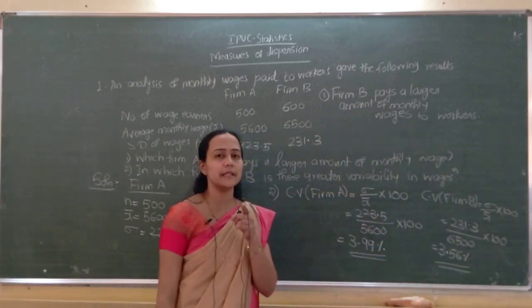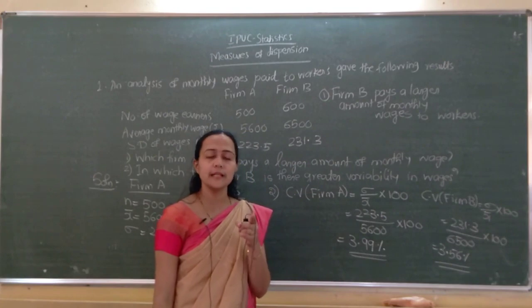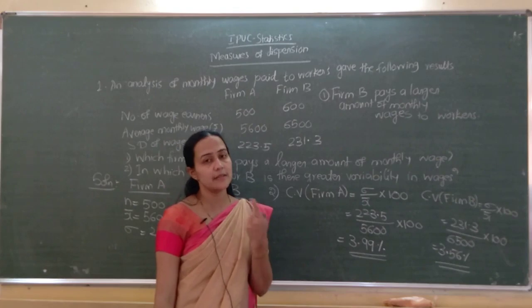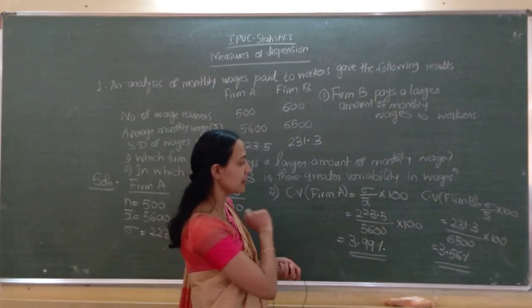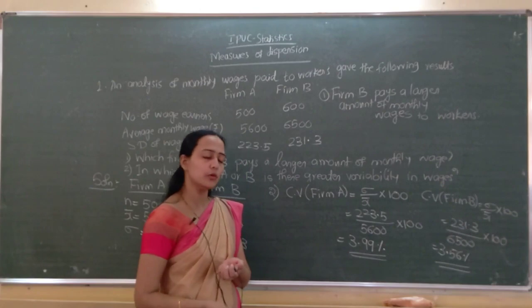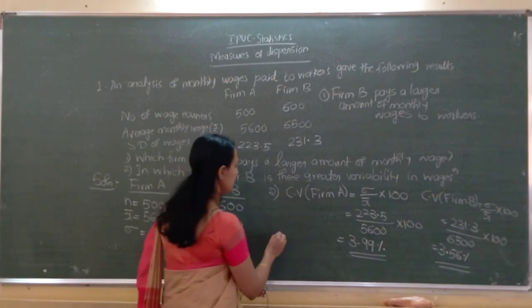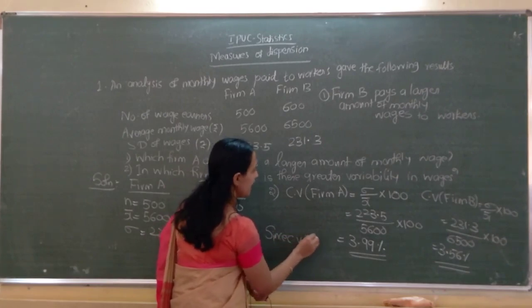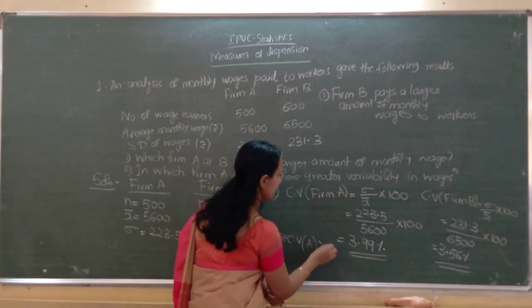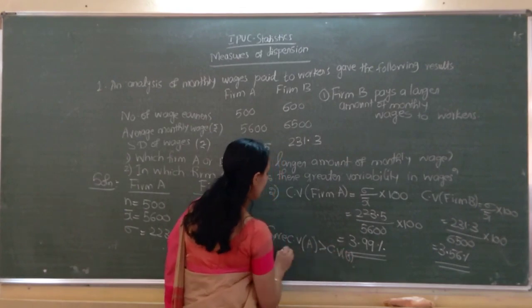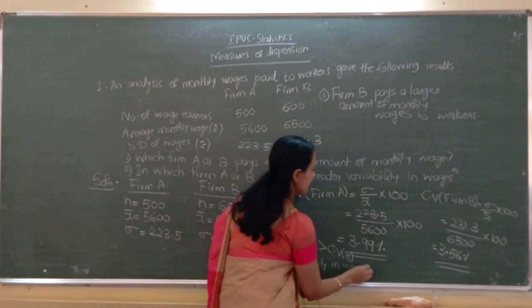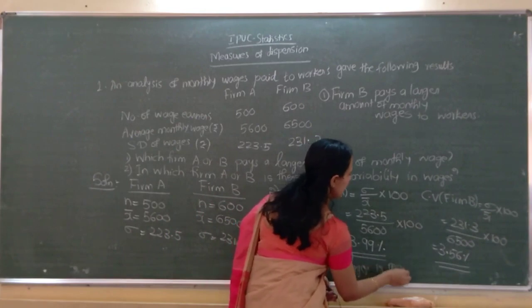They asked for more variability, remember. So if CV is more, variability is more, isn't it? CV more means variability more. Which CV is more? 3.99 is more than 3.56, isn't it? So since the CV of firm A is greater than the CV of firm B, the variability in wages is more in firm A.